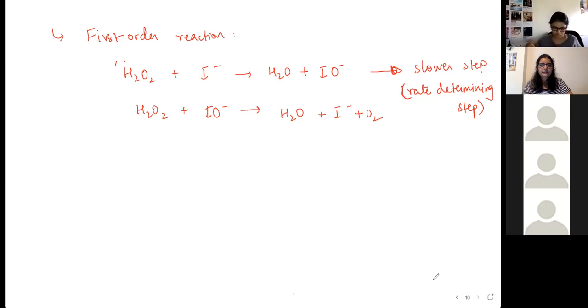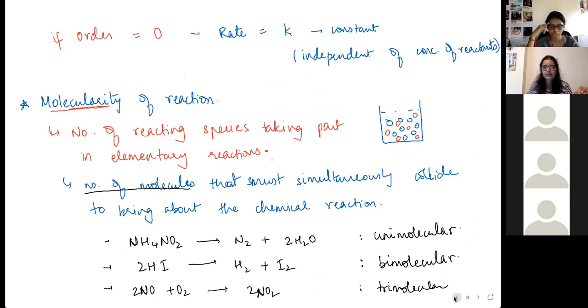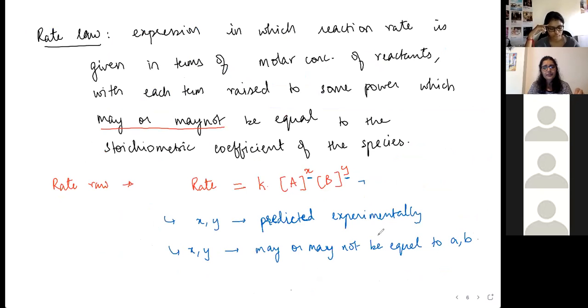I've written it simply. So this is a first order reaction with respect to H2O2 and with respect to I minus. So both exponents happen to be one, but you will get the order only based on the rate law. That's why in the rate law also we have mentioned x plus y is the order, but what are x plus y? They are experimentally determined numbers that are affecting the rate of the reaction.